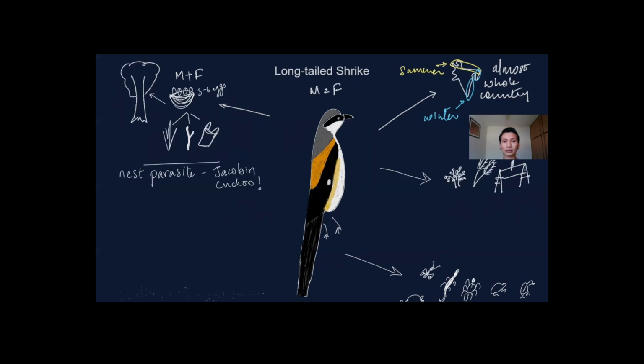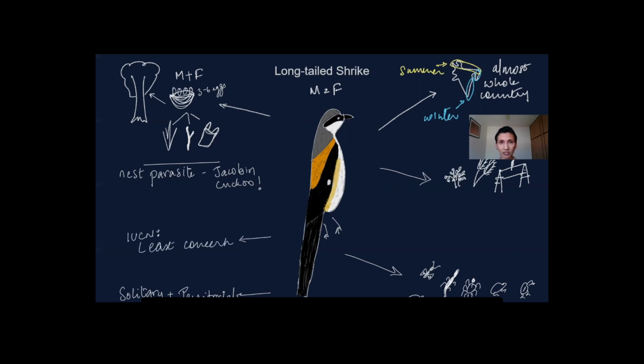What else? It is usually solitary, territorial. Mostly when you see a long-tailed shrike, you'll see it all by itself, and you'll often see it chasing other shrikes away if they enter its territory. IUCN status, which means its conservation status. Under the IUCN, the long-tailed shrike has been put into a bird of least concern. Means at the moment we do not know of any big threat that there is to this bird.